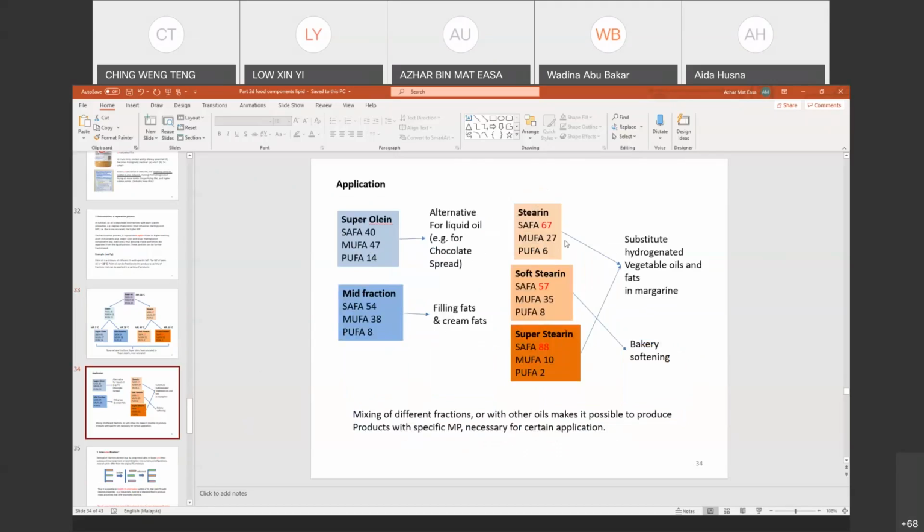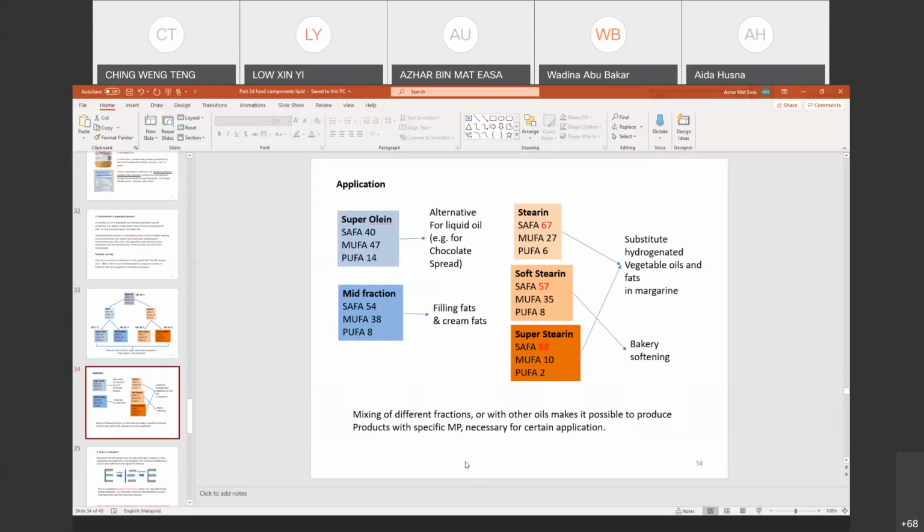And stearine, this is kind of hard. Stearine, super stearine. Soft stearine can become bakery and shortening. Stearine and super stearine have a lot of SAFA there, 88%. They can become substitutes for hydrogenated vegetable oils and fats in margarine. Okay, so margarine, you know how hard it is.